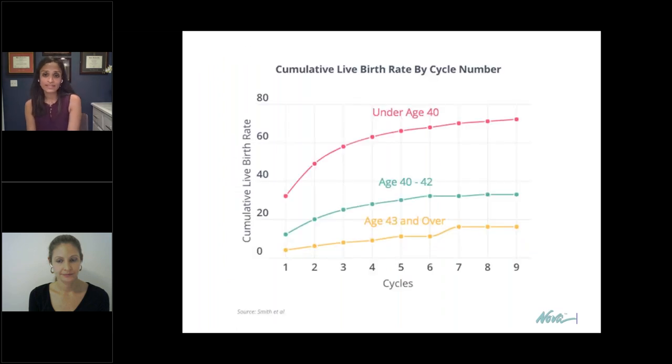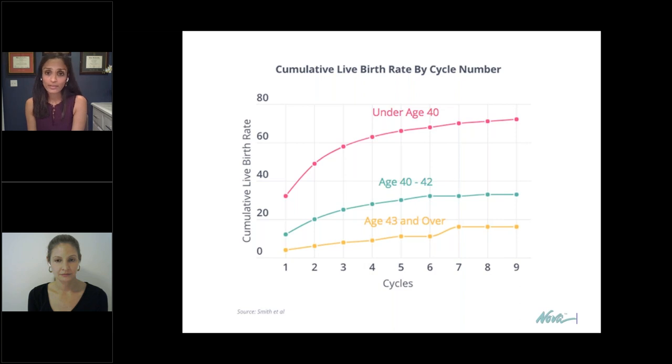This is a really nice illustration that I took from Fertility IQ, which is an excellent resource to get education on the IVF process. I highly encourage all of you to look at their website because they have some really great evidence-based information. What this graph is illustrating is essentially the number of cycles that a woman undergoes at various ages and the cumulative live birth rate.